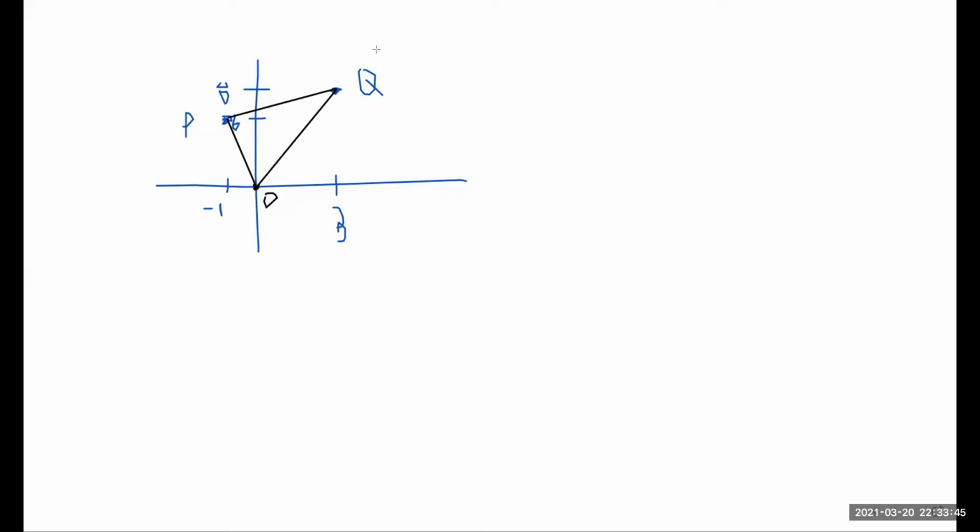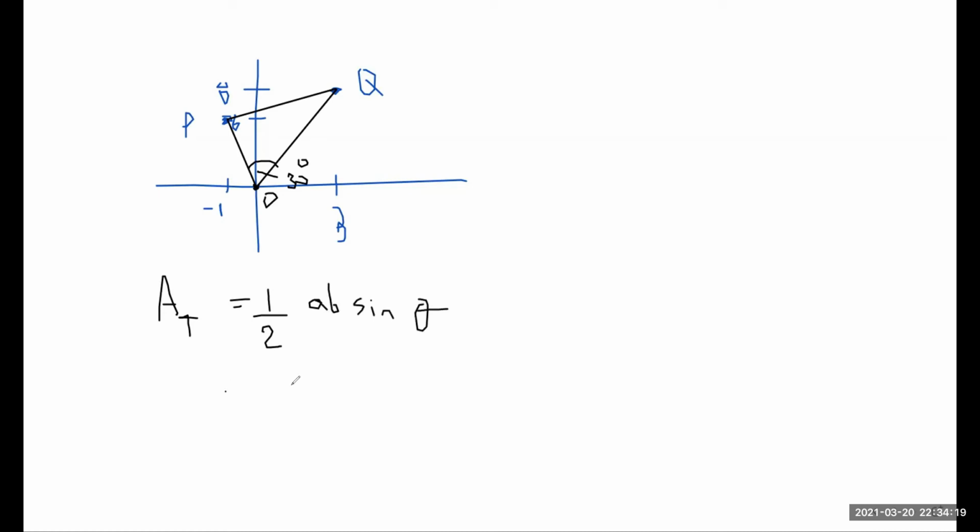Now, how do we find the area of a triangle? There are many ways, but since we already know the angle at O, the angle between P and Q that we found is 30 degrees, we can say that the area of a triangle, let's call it AT, is equal to a half ab sine theta. That's how we find the area of the triangle.